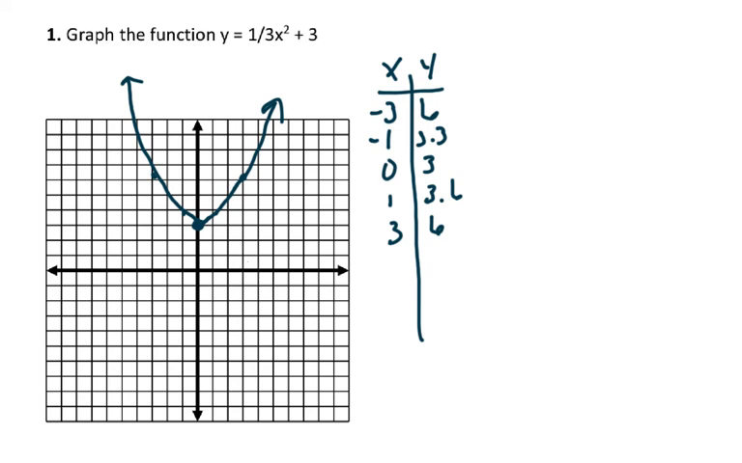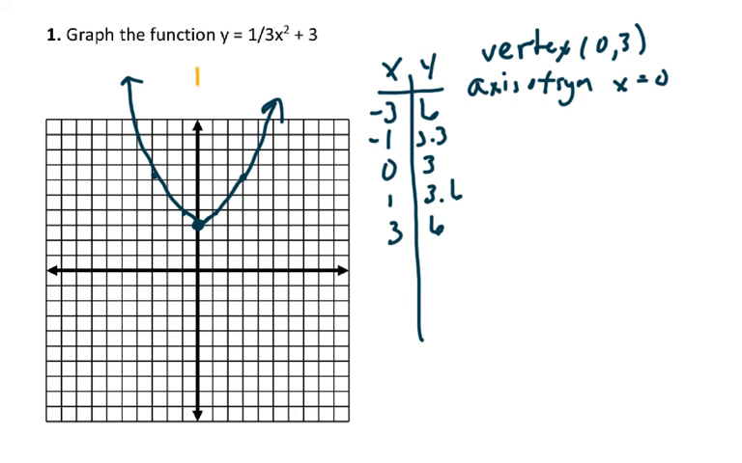All right. Now, from this graph, what are some things that we can see? Well, right away, I know the vertex. Vertex is 0, 3. The axis of symmetry for this should be x equals 0. That's right here. X-intercepts, interestingly enough, there are none. The y-intercept, as you can see on the graph, is 0, 3.